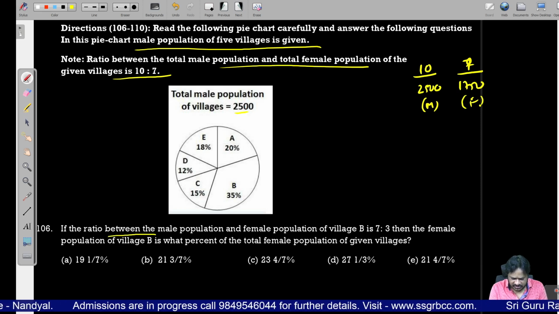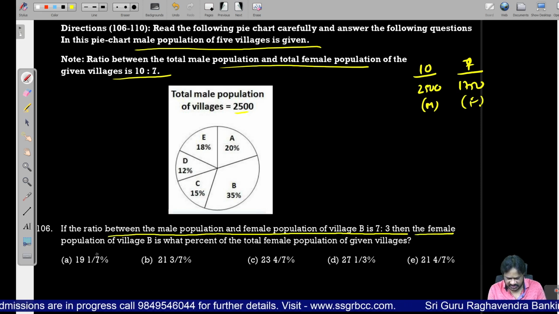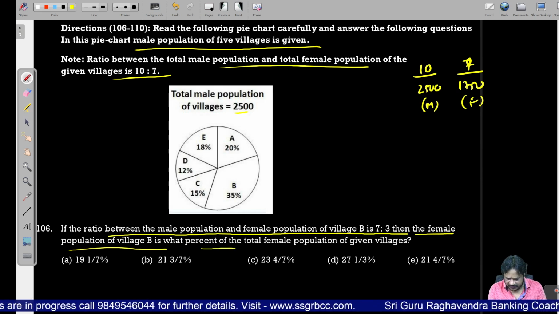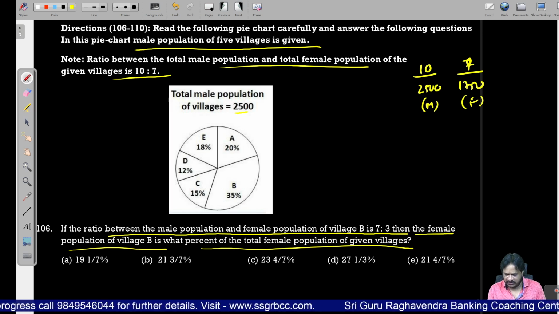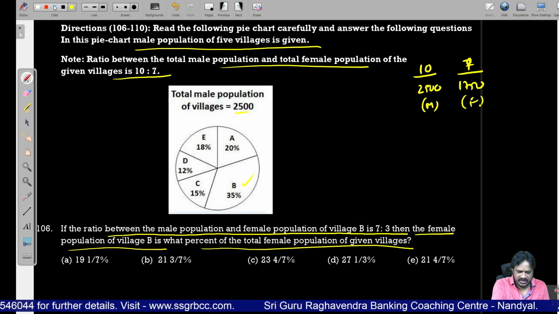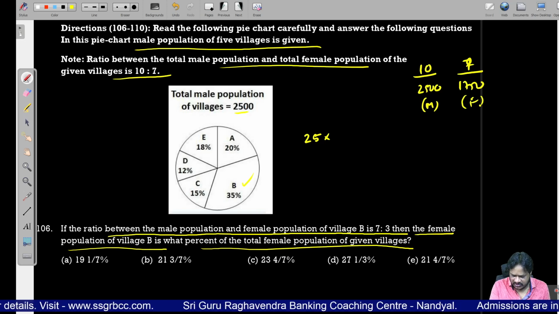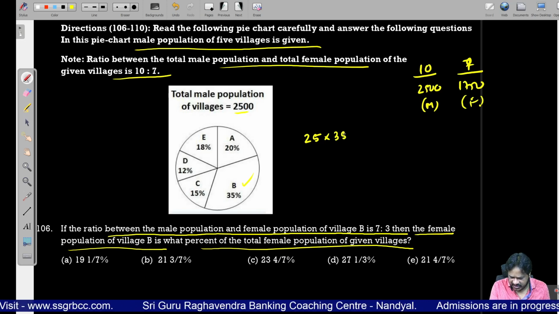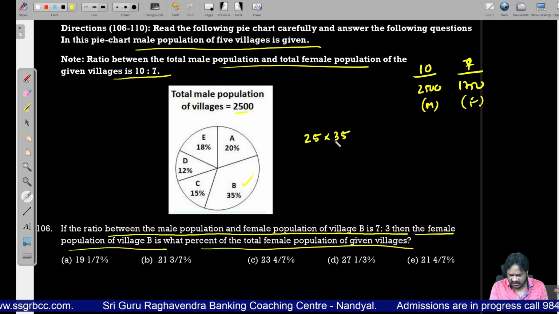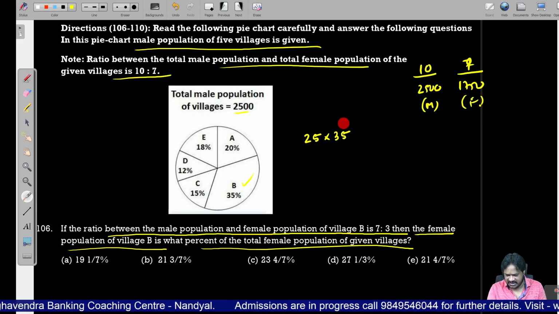If the ratio between the male population and female population of B is 7:3, then the female population of B is what percent of the total female population? Now we are talking about B. B males: we can take 2500 into 35%, or 25 into 35, as percent means two zeros cancel. 25 into 35, this is the males.